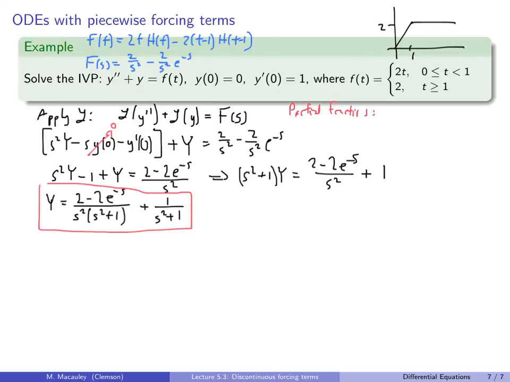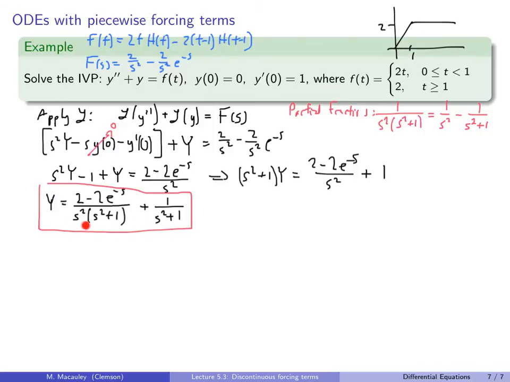So if we have 1 over s squared times s squared plus 1, then that is just 1 over s squared minus 1 over s squared plus... wait, is that? Yeah, that is right. So that's 1 over s squared plus 1. You can plug this directly into Wolfram Alpha, or you can do it by hand. Okay, so back to here.